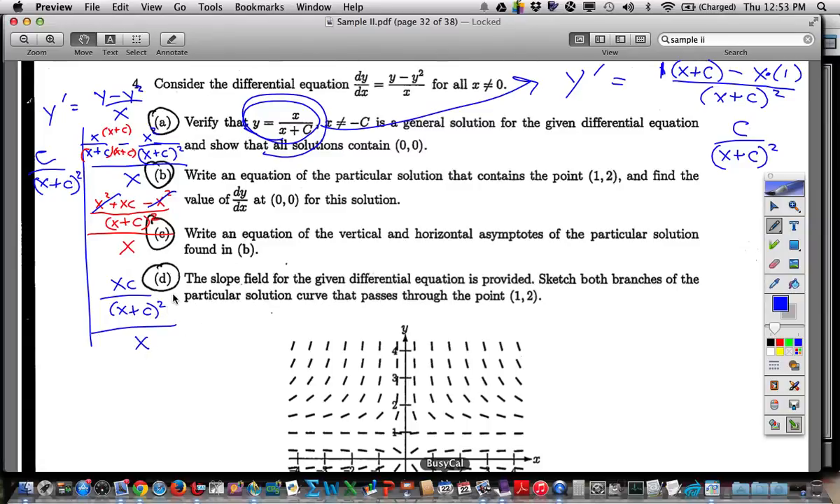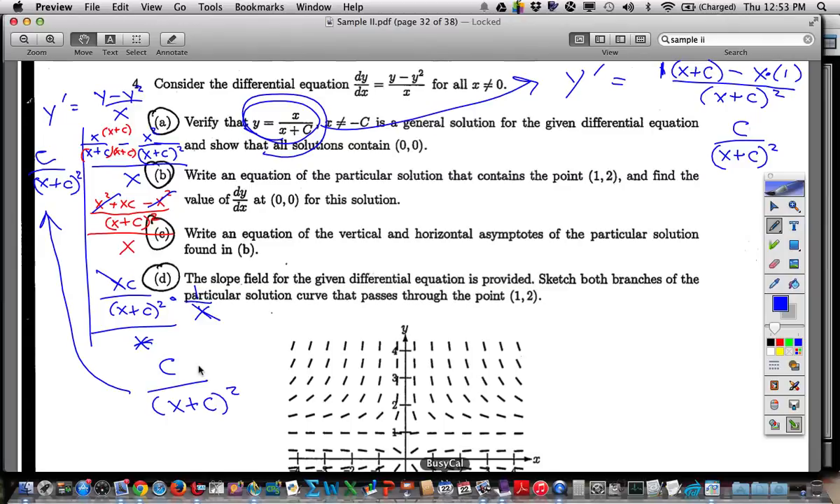Now bring this x up. I mean, you could just cancel it, but bring the x up and multiply by the reciprocal, how I like to think about it, right? So I'm going to bring that x up. Dividing by x is the same as multiplying by 1 over it. And now that x will cancel that x there. And sure enough, I get c over x plus c squared, and it matches. So that's part A. We verified that's a solution.